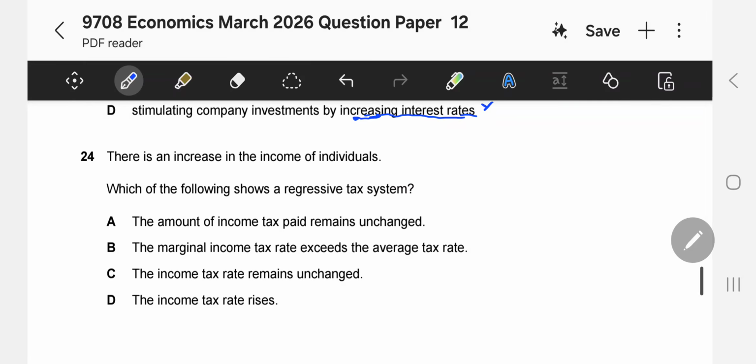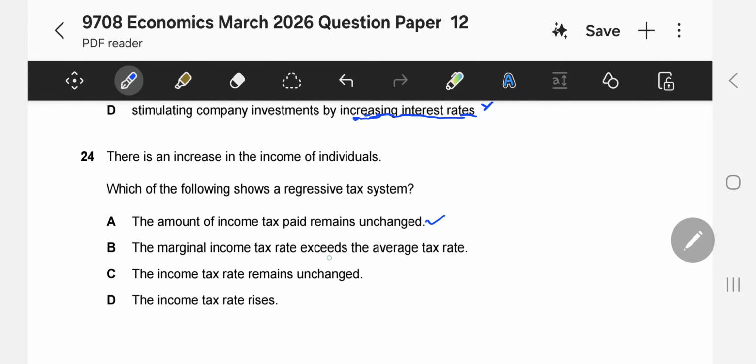Let's go to 24. There's an increase in the income of individuals. Which one of the following shows a regressive tax system? A regressive tax system means that a bigger proportion of income is taken from people earning less, and a smaller proportion is taken from people earning more. So the amount of income tax paid remains unchanged. This one could be true.